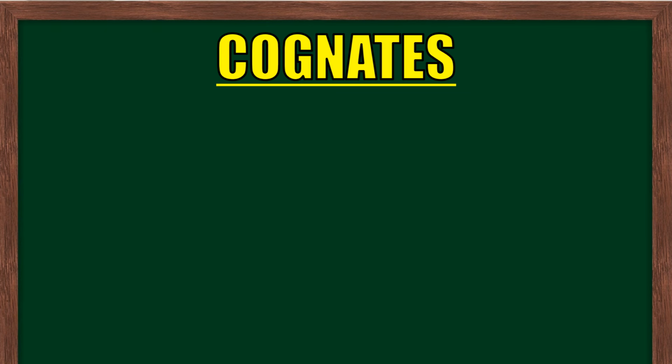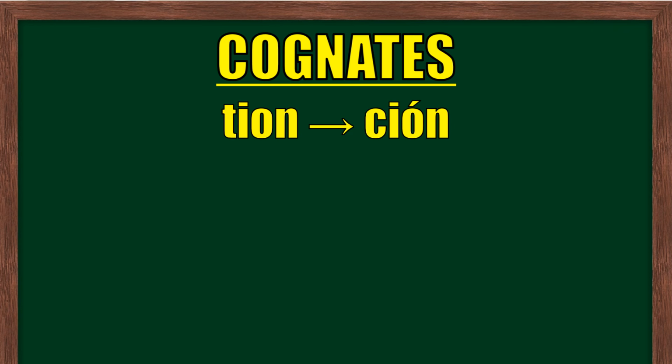Words in English that end in tion, T-I-O-N, end in C-I-O-N in Spanish. But you have to put an accent mark on that O, because the accent goes on the last syllable. And in Spanish, if a word ends with N or S, the accent does not usually go on the last syllable. That's the rule. So if you need it to go on that last syllable, you have to write an accent mark. So for all of these words that convert from T-I-O-N to C-I-O-N, you must write an accent over that O. For example, action becomes acción.